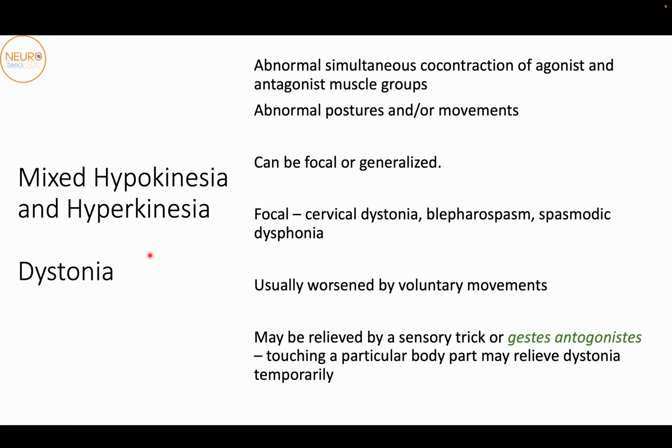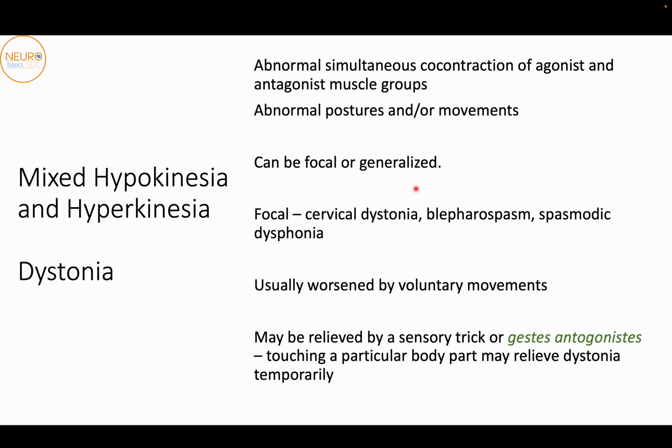Another important disorder which has mixed hyperkinesia and hypokinesia is dystonia. So in dystonia, you have abnormal simultaneous co-contraction of both the agonist and the antagonist. Because both the muscles are contracting, you get these abnormal postures and movements that arise because of this. Now, dystonia can be focal or it could be generalized.